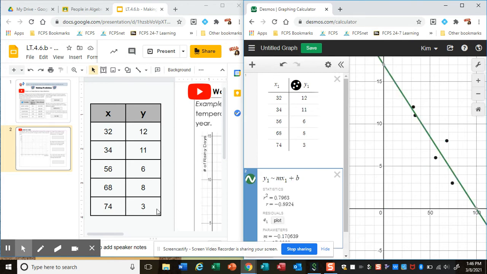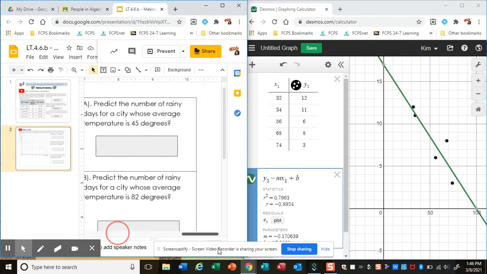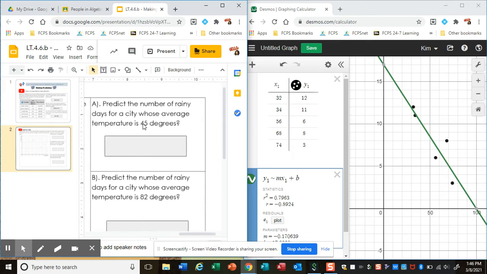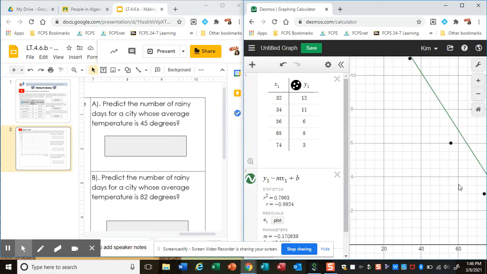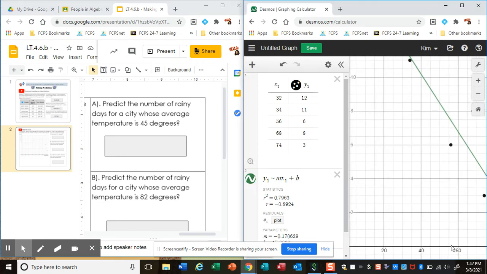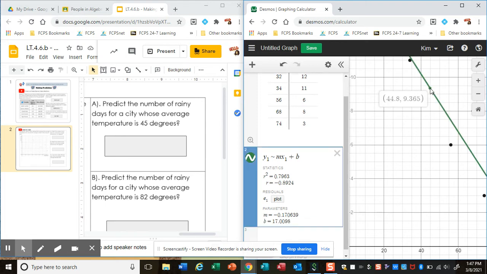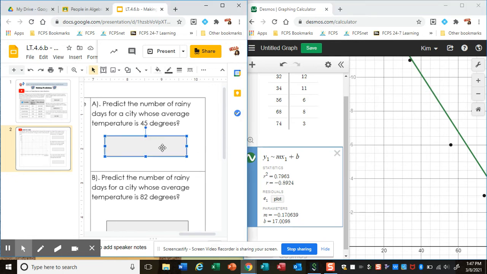There's the line. So our first question asked us to predict the number of rainy days for a temperature of 45 degrees. So 45 degrees is the x. Here's 40, here's 60, so 45 is probably somewhere right here. Oh, I was so close. 45 degrees would expect 9.33 rainy days on average, or 9 days if you want to round it to a whole number.